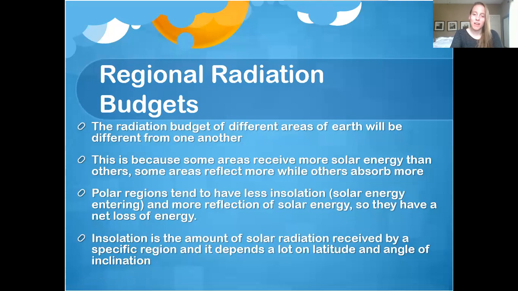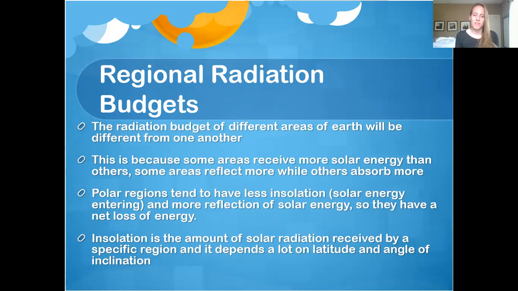The radiation budget of different areas of Earth will be different from one another. Some areas receive more solar energy than others. Specifically, the closer you are to the equator, the more solar energy is available. And then some areas reflect more while others absorb more, which we've already talked about. Areas with lots of snow and ice will reflect more of that solar radiation, while areas with lots of pavement, like cities, will absorb more.